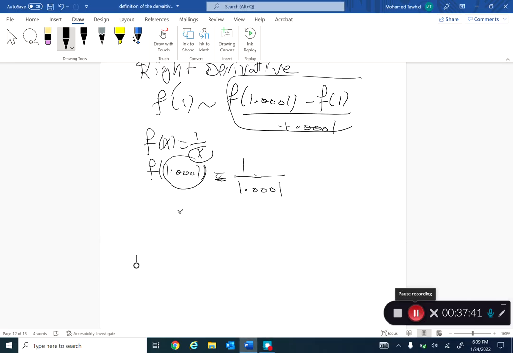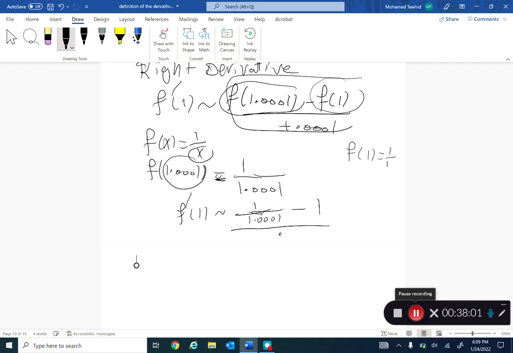So what is your right derivative? It will be f of 1 almost, 1 over 1.001, minus f of 1. F of 1 here is 1, right? You get 1 over 1, which is 1. The whole thing divided by 0.0001. If I use technology for this, you will again get something close to negative 1, maybe negative 0.99999, something like this. So you have negative 0.9999.